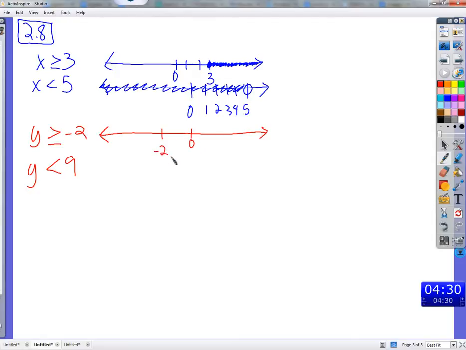0, I'll put a -2 right there, and -1. And it's okay that it's equal to -2. And we'll shade greater than -2. And then if it's less than 9, here's 9. And we'll call this 0. Why not? Can't be equal to 9, but less than 9 is okay. Okay, no big surprise.